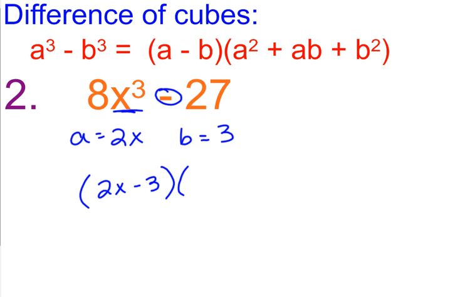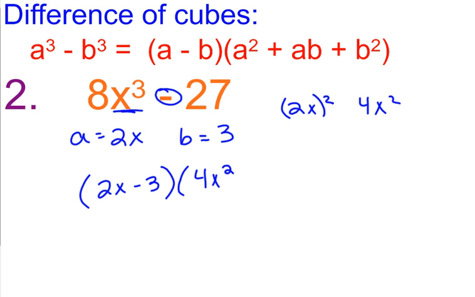Then it says a squared. Here's where a lot of students get confused, because when they take 2x squared, they actually write 2x squared. But you have to remember you're squaring the quantity. So my 2x times 2x is 4x squared. And that's what should go right here.